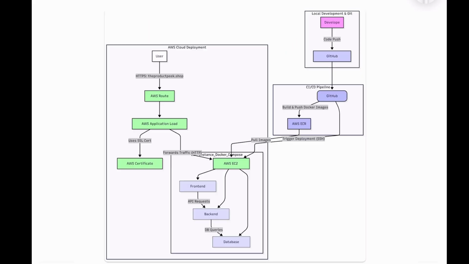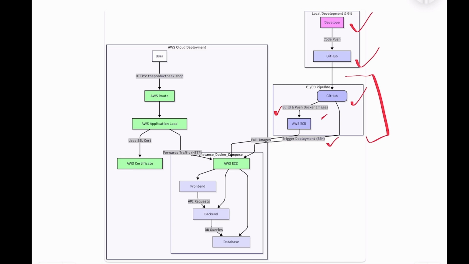So this is the generic workflow. You develop your code, and this goes to GitHub. On code push, GitHub Actions will trigger a workflow, which is this CI/CD pipeline. This workflow is going to do two main tasks. It is going to build and push Docker images, and then it is going to trigger the deployment.